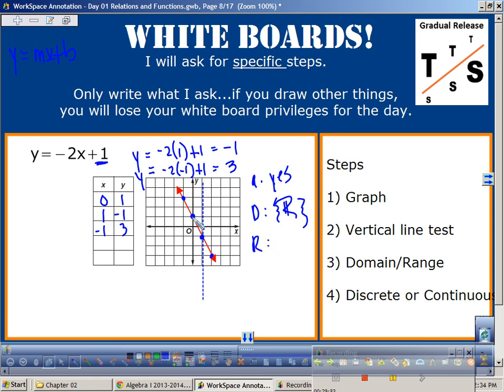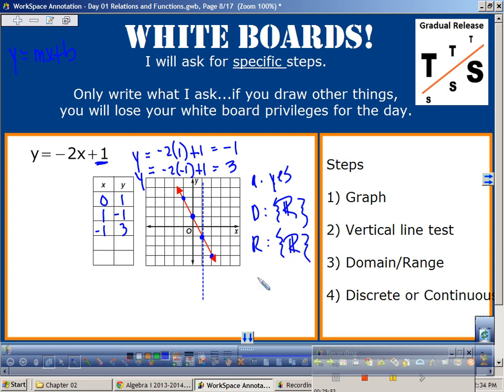Range. Let's go up. If I go up, is it going to hit the graph? Yes. Up again? Yes. It's always going to hit, right? What about the negative direction? If I go down? Yes. Down? Yes. Always, right? Also, all real numbers.